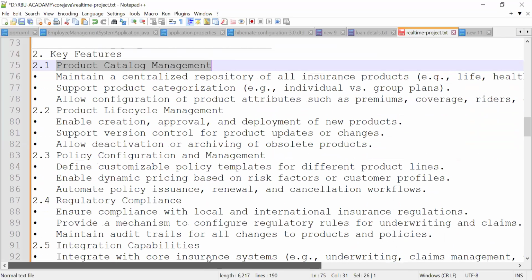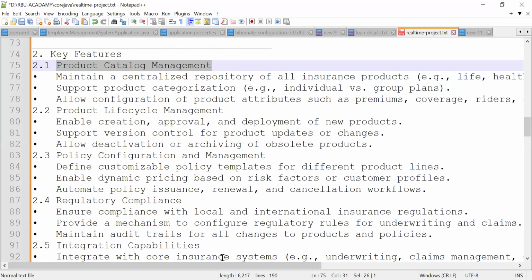Support product categorization, individual versus group plans. Mostly we go with individual, but in an office we take group plans, right? They will give a policy for you and your family. If we go with individual, we need to pay very high. So there, instead of individual, we go with group plans.